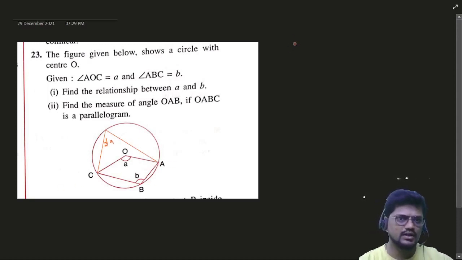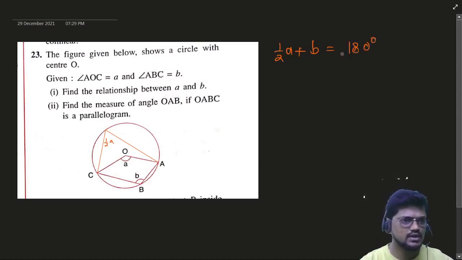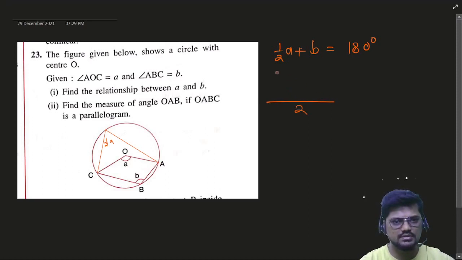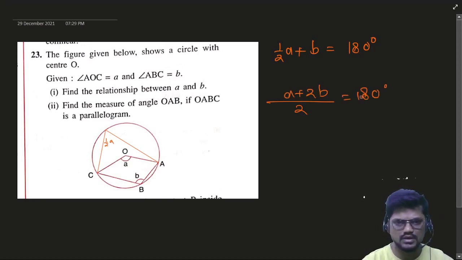It's a cyclic quadrilateral. So half A plus B will be equal to how much? 180 degree. Is this right? Up to here, everything is clear. So if I take 2 in the LCM, then A plus 2B will be equal to 180. Then A plus 2B will be equal to 360. Understood this now, Shruti?